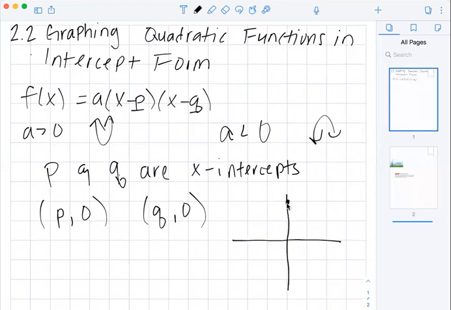Let's say that I have something that looks like a line. Let's try to make it more U-shaped. There and there. So let's say it crosses right here. So on the x-axis, y is always 0.